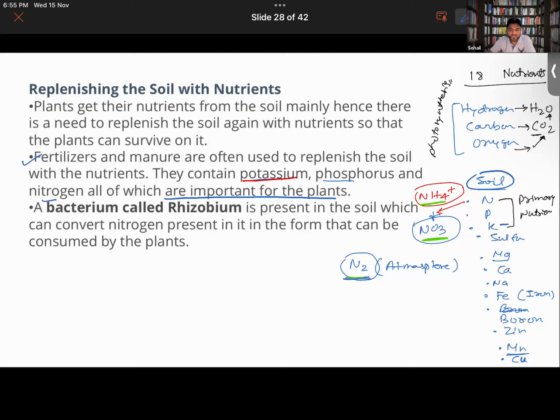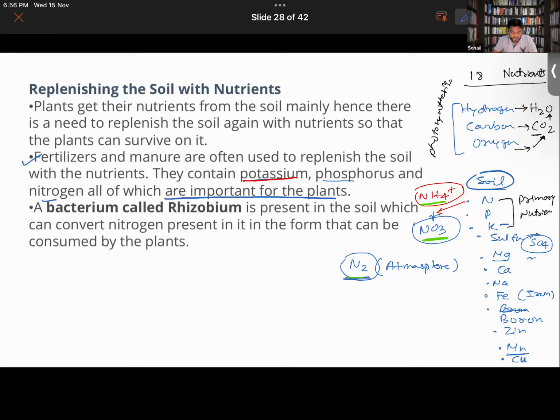Most of the other elements that you see here, for example sulfur, are not taken up by the plant in simple form. It has to be converted into sulfate, into SO4 form. So it is not as simple as it looks. Getting it now? Okay, shall we move ahead then?